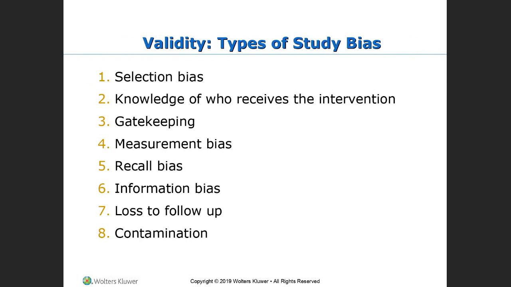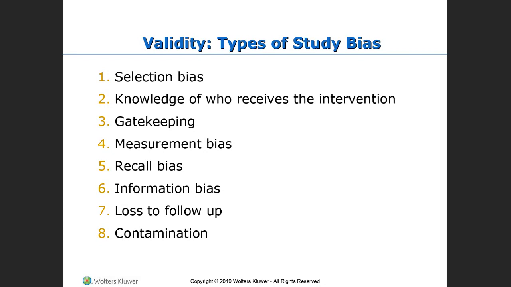Validity can be determined, and there are several different types of study bias, and I'm going to just give you a brief overview of each of them. Selection bias is where a researcher assigns who will be the participants, so that it's not random. Randomized controlled trials are better than non-randomized.